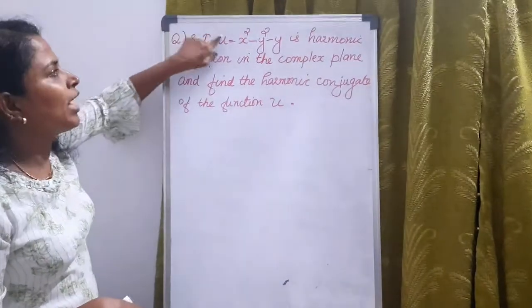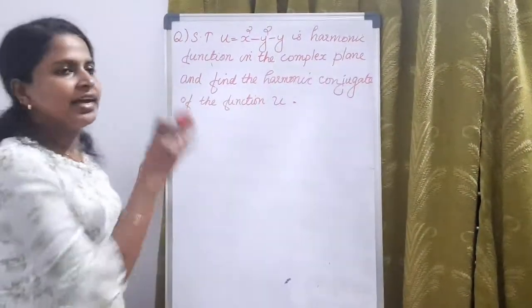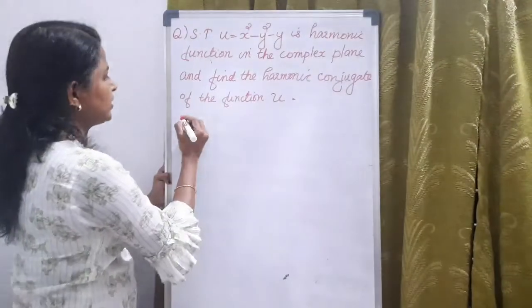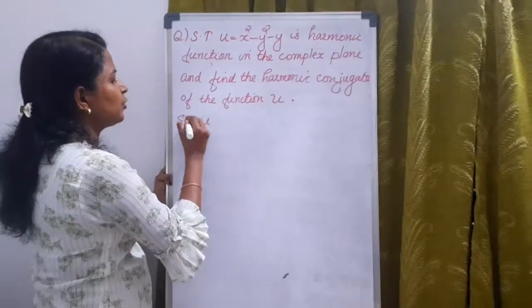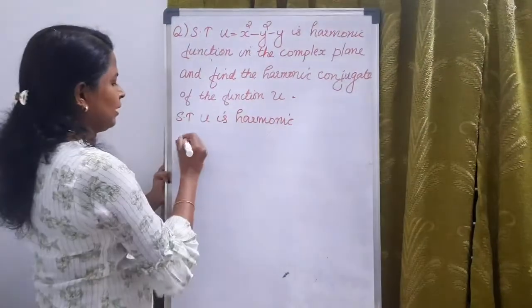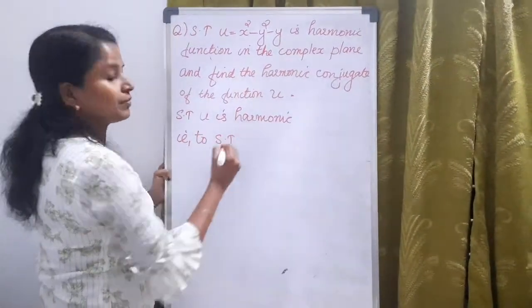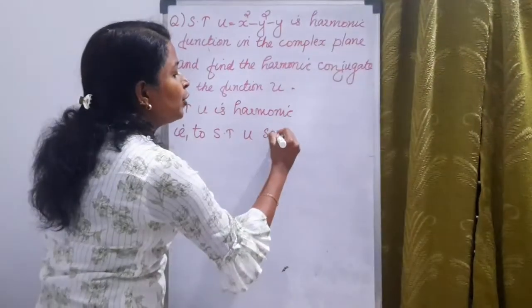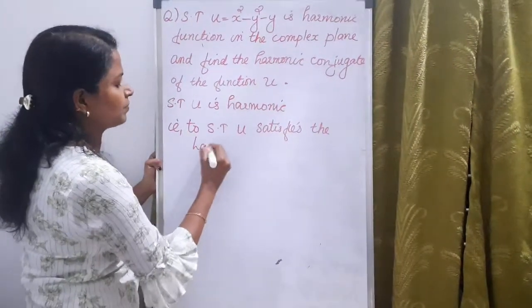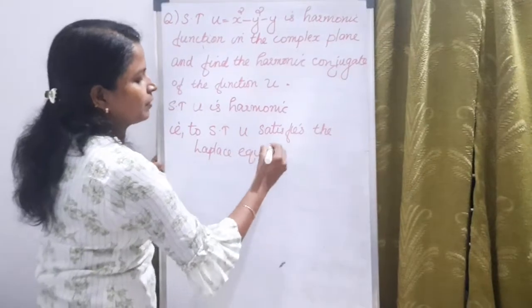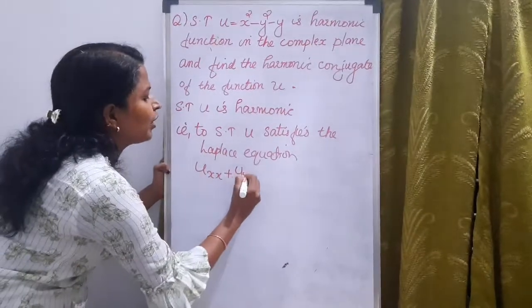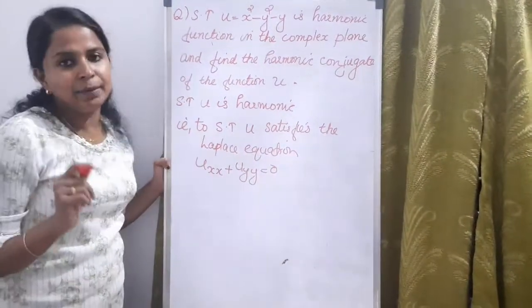First part, prove that u is harmonic. That is to show that u satisfies the Laplace equation. What is the Laplace equation? uxx plus uyy equal to 0 is the Laplace equation.